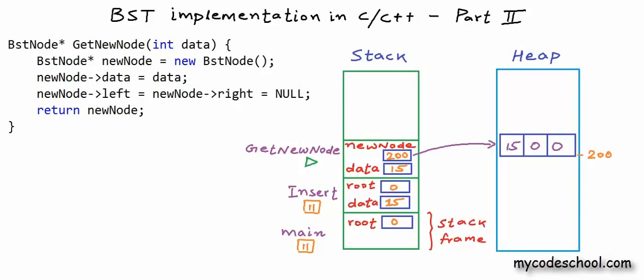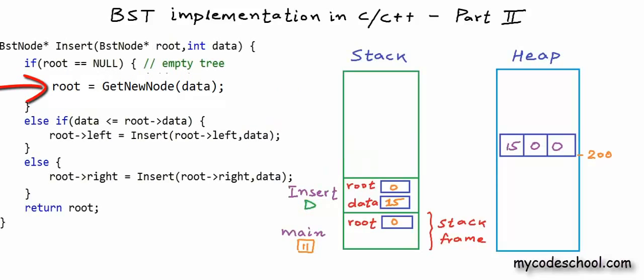And now get new node will return the address of new node and finish its execution. Whenever a function call finishes, the stack frame allocated to it is reclaimed. The call to insert function will resume at this line, and the return of get new node, address 200, will be set in this root, which is a local variable for the insert call. And now this particular call to insert function will return the address stored in this variable root, which is 200 now, and finish.